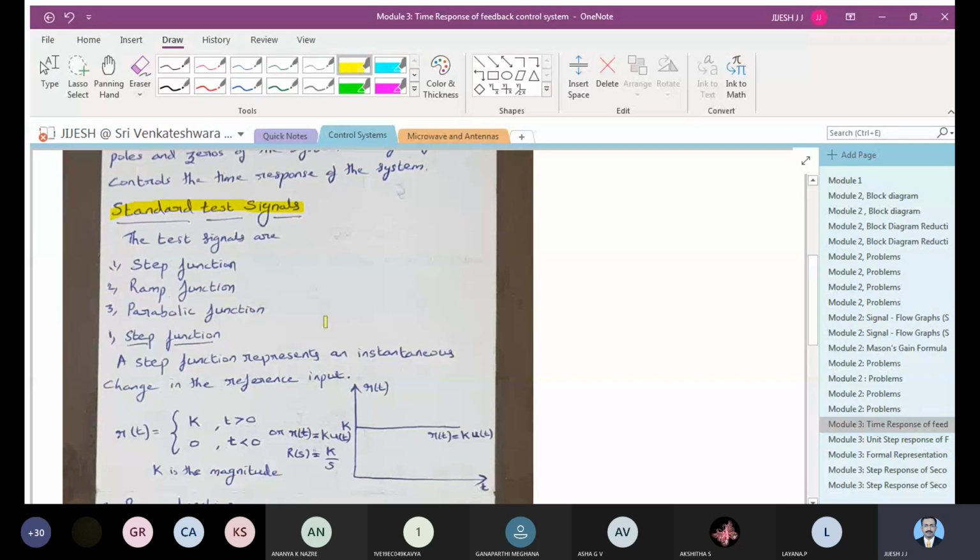We'll discuss this in much more detail in the next class. So you can just write down these things, the standard test signals, and we'll wind up for today. And we'll discuss these 3 test signals in much detail in the next class.